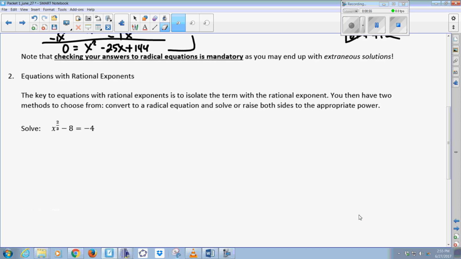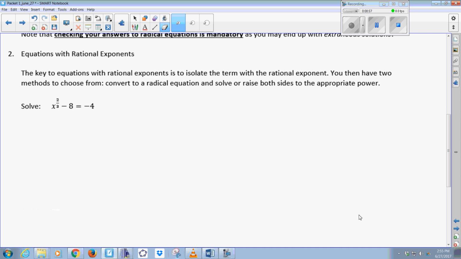Now, equations with rational exponents aren't that much different than equations with radicals. So again, the key is to isolate the term with your rational exponent on one side of your equation, and get all of your other terms onto the other side of the equation. So in this case, we want x to the 2/3 all by itself. So I'm going to add 8 to both sides of the equation. So we get x to the 2/3 equals 4, because that's a -4 there plus 8.